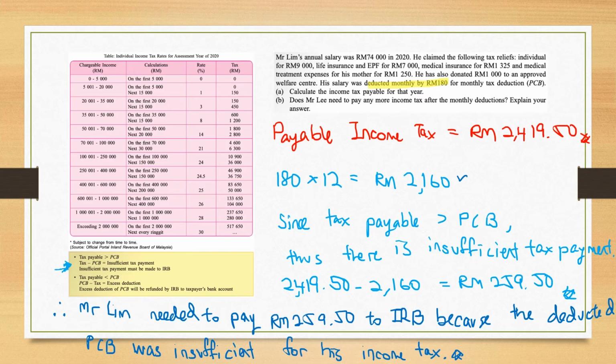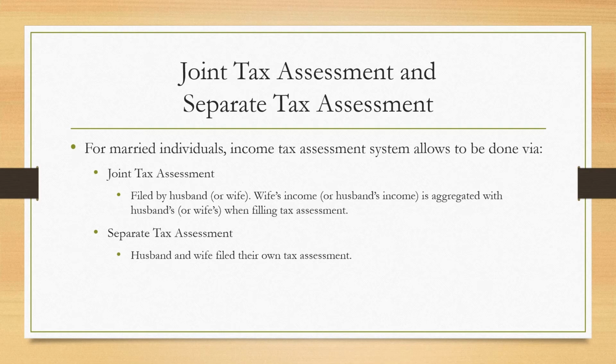So this is the one example question for this particular subtopic. Now we have to look into joint tax assessment and separate tax assessment. Okay, moving on. What's the difference? Joint tax and separate tax assessment pretty much refer to married individuals, meaning husband and wife.